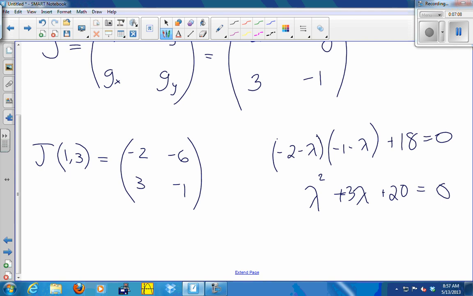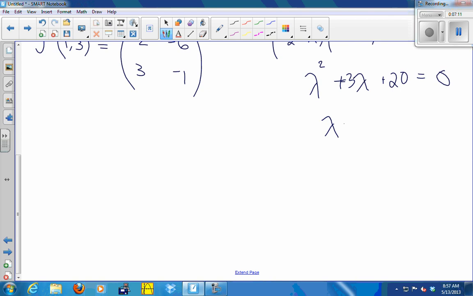No. Okay, so we use the quadratic formula. We get lambda equals negative 3 plus or minus the square root of 9 minus 4 times 1 times 20, all over 2. So 9 minus 80 is a negative. So you have a negative under the square root, which means we're going to have some kind of spiral, right? Some kind of periodic solution. The real part's negative, so this is a spiral sink.